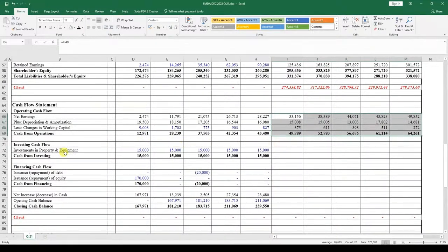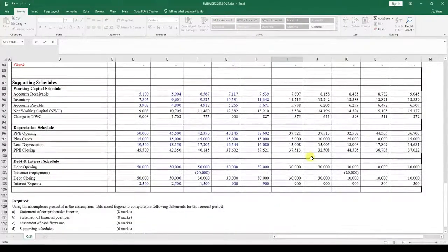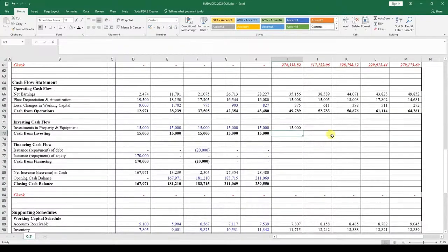The investments in PPE represent the capital expenditures. So the capital expenditures down here, capex, you can see the capex is here. Link it with that. And this one, sort of pull it towards the right, and it's complete.